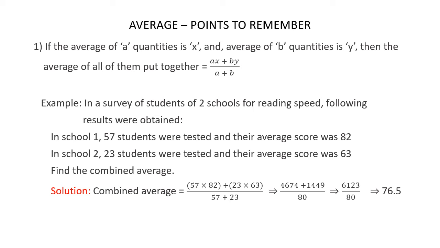Here a is 57, x is 82, b is 23 and y is 63. So substituting these values in the formula, we get combined average is equal to 57 multiplied by 82 plus 23 multiplied by 63 divided by 57 plus 23. 57 multiplied by 82 is 4674 plus 23 multiplied by 63 is 1449 and 57 plus 23 is 80. 4674 plus 1449 is 6123. 6123 divided by 80 is 76.5. So the combined average is 76.5.